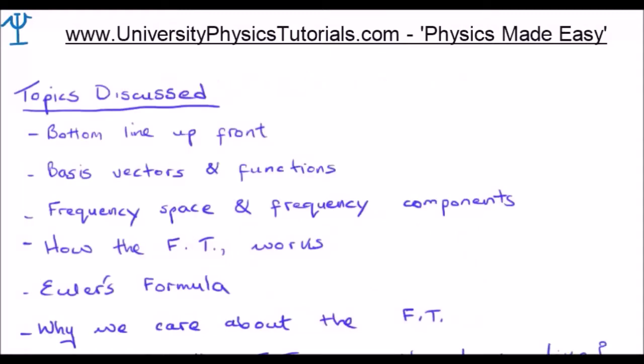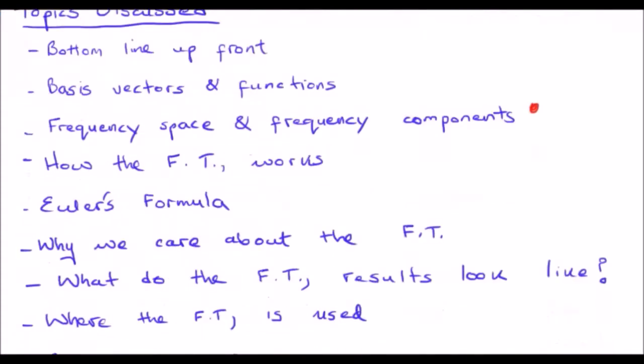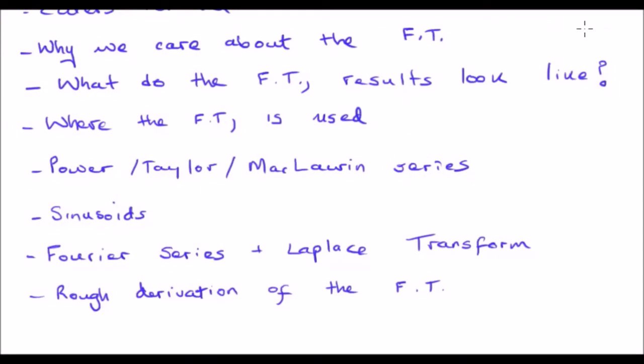In order to convince you of this, I'd like to list the topics which I'm going to discuss at varying degrees during the coming minutes. I'm going to discuss a bottom line up front. What is the Fourier transform? I'm going to discuss basis vectors and functions, namely cosines and sines. Frequency space and frequency components. How the Fourier transform works. In other words, how do we get the frequency components? I'll discuss Euler's formula. Why we care about the Fourier transform.